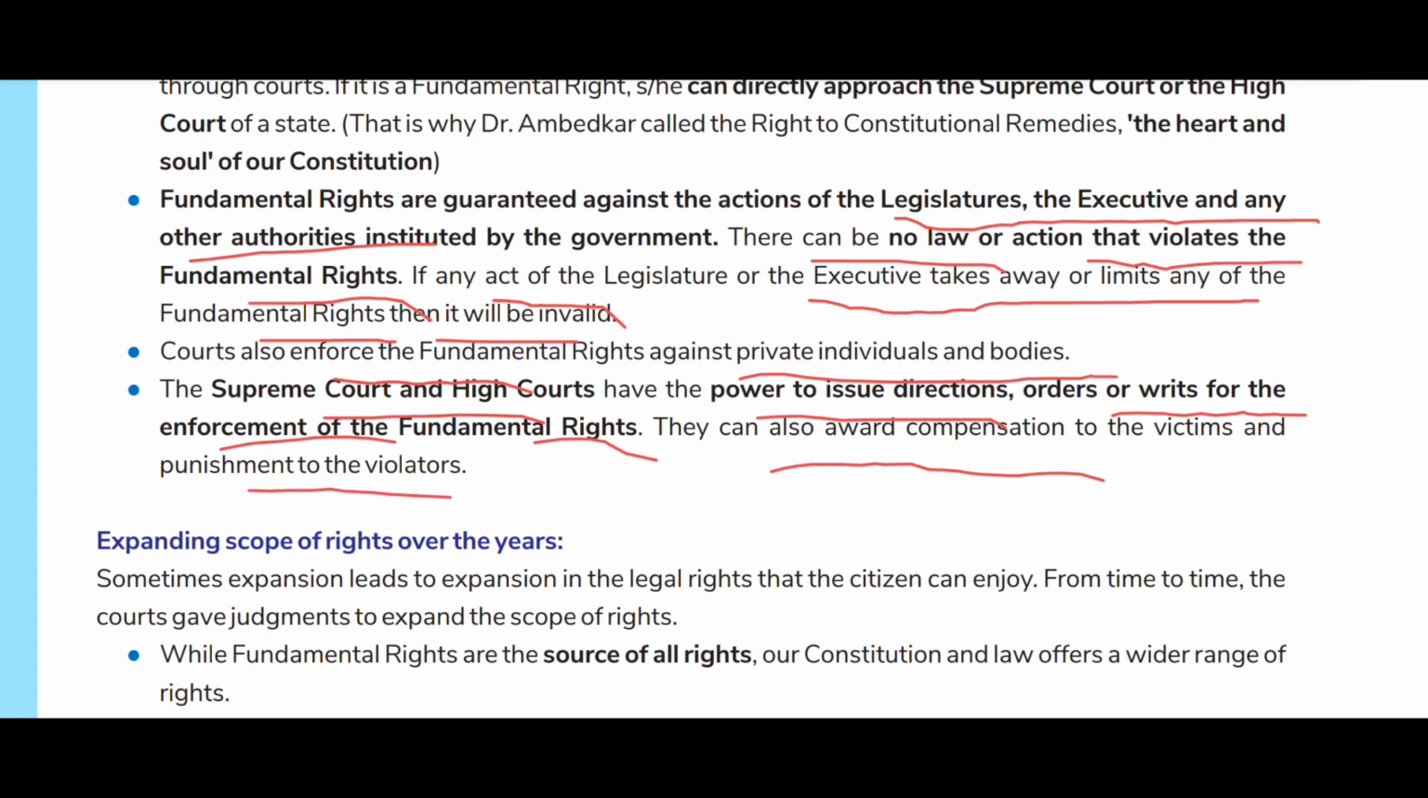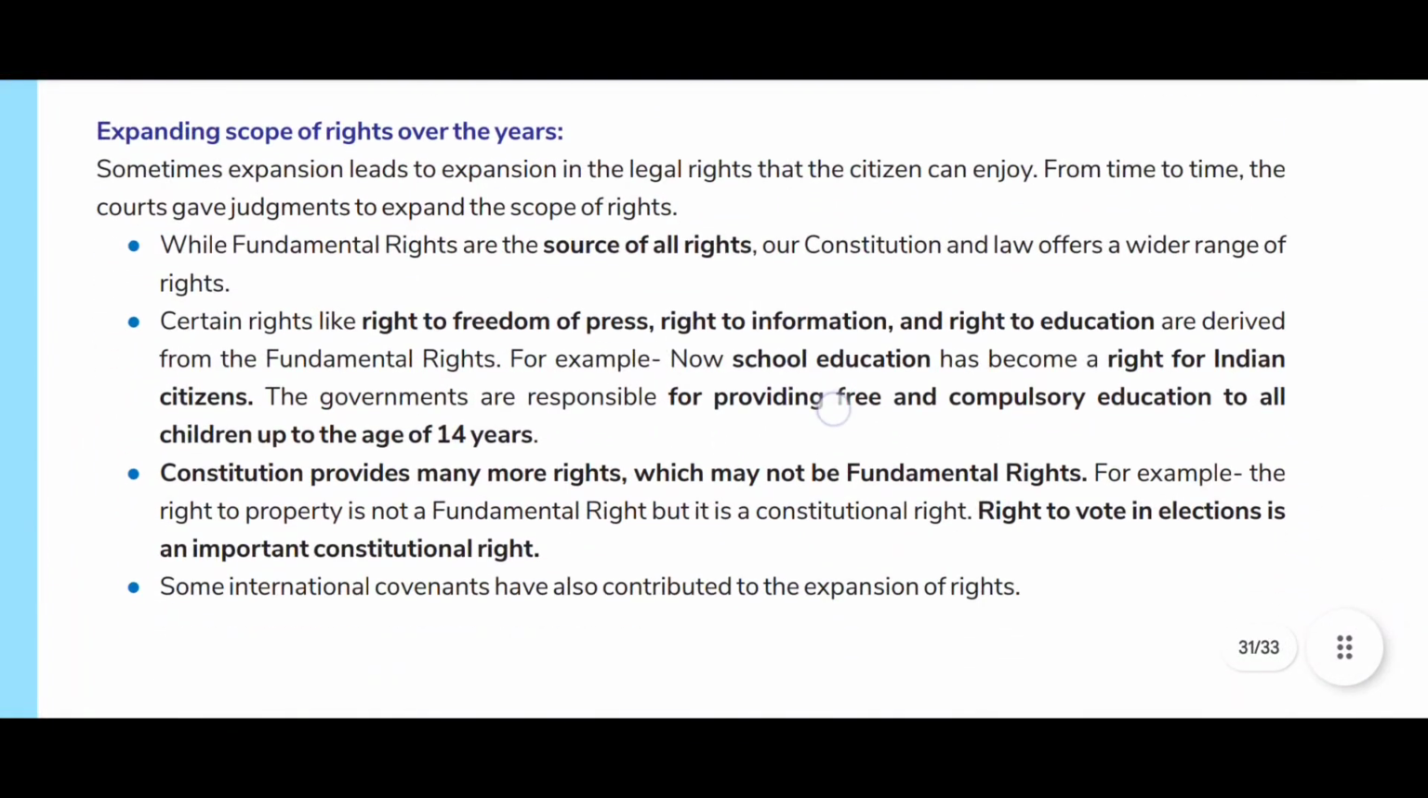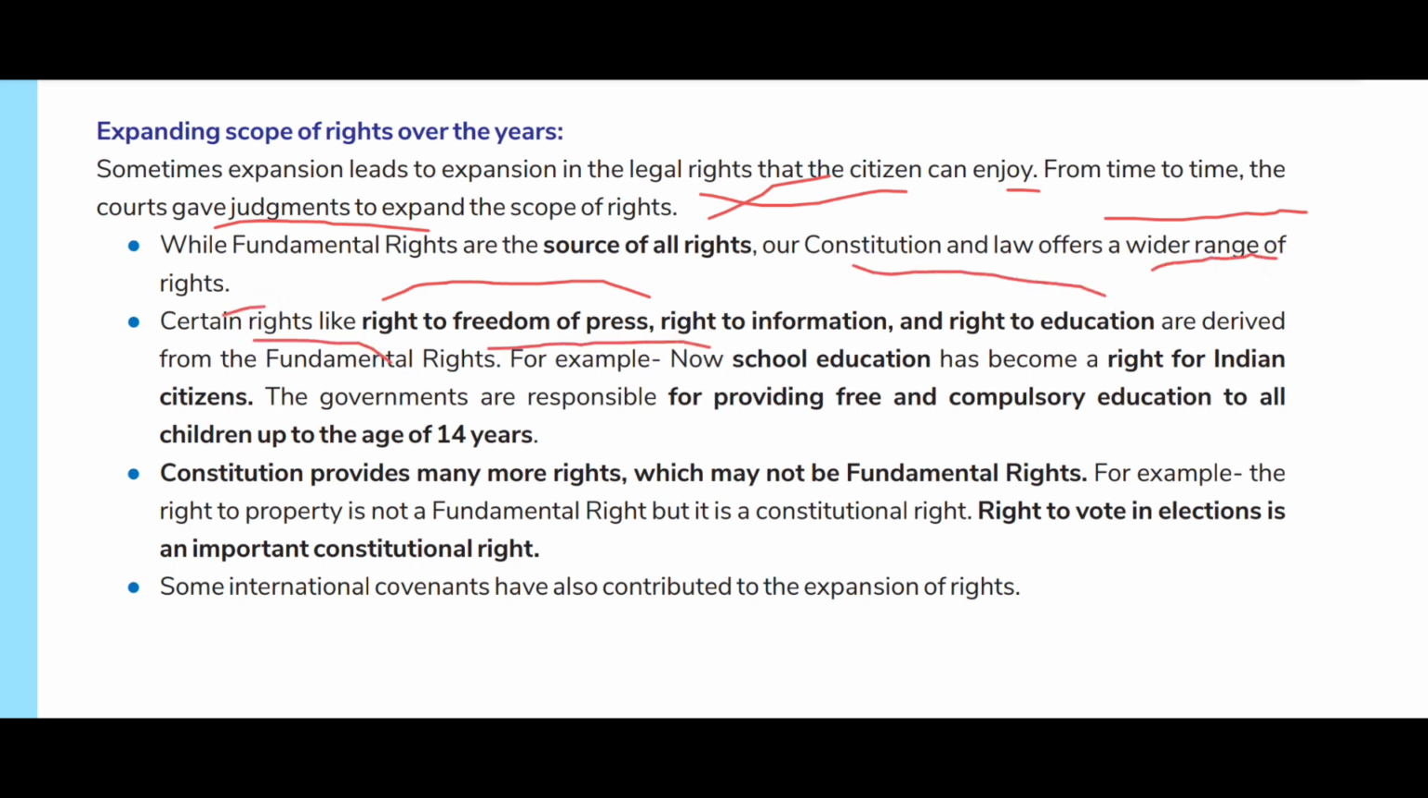Expanding scope of rights over the years. Sometimes judicial interpretation leads to expansion in the legal rights that the citizens can enjoy. From time to time, the courts gave judgments to expand the scope of rights. While fundamental rights are the source of all rights, our constitution and law offer a wide range of rights. Certain rights like the right to freedom of press, right to information, and right to education are derived from fundamental rights. For example, now school education has become a right for Indian citizens. The governments are responsible for providing free and compulsory education to all children up to the age of 14 years.